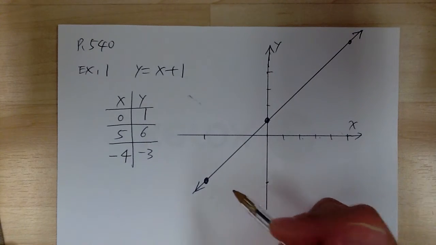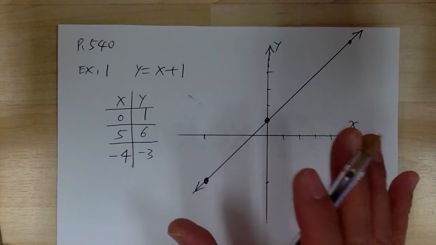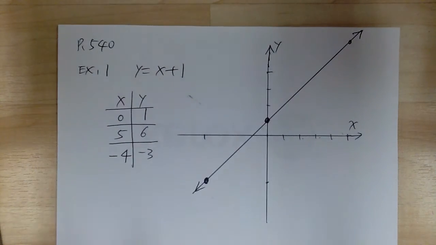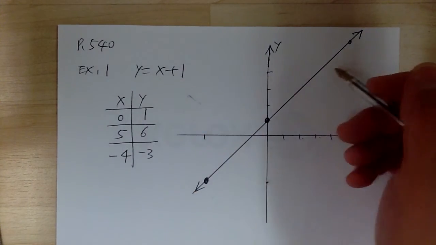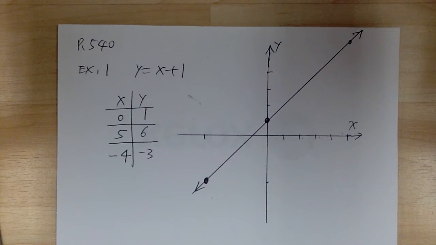Normally you just try a few points and that's it. But this kind of takes a long time, so this is probably not the best way to do it, but it is the most basic way. So if you get totally stuck and don't know what to do, make a table, get a couple of points, and connect the dots, and that's your graph.